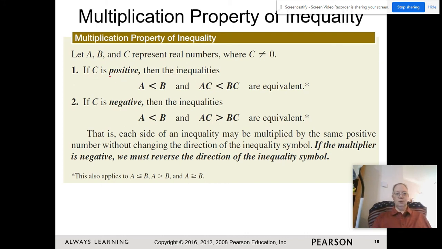So, if the number we multiply by is positive, we do not reverse the symbol. If the number we multiply by is negative, that's when we have to flip the symbol. One more time. If the multiplier is negative, we must reverse the direction of the inequality symbol. So critically important, and everybody forgets.